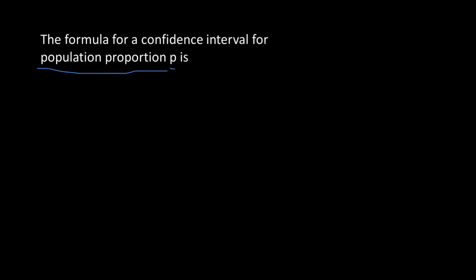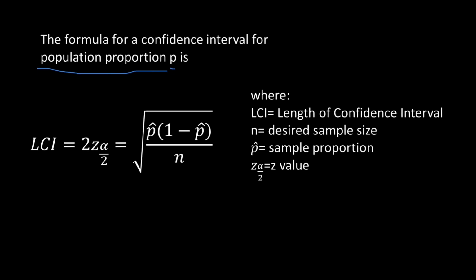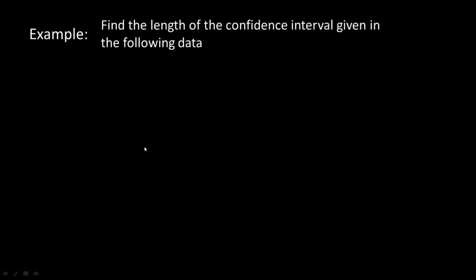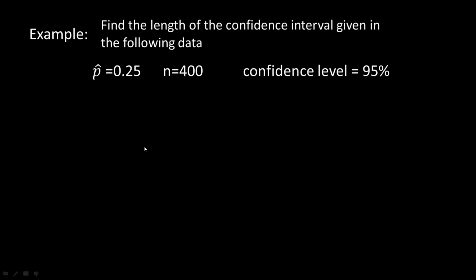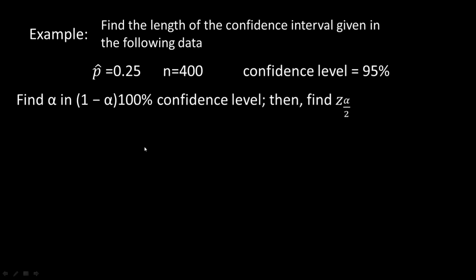So, kapag sa population proportion naman, ito yung gagamitin nating formula. So, let's have an example. So, sa example natin is, find the length of the confidence interval given in the following data. So, we have the data, the sample proportion, which is 0.25, the size is 400, and the confidence level is 95%. So, first is, we need to find the alpha.